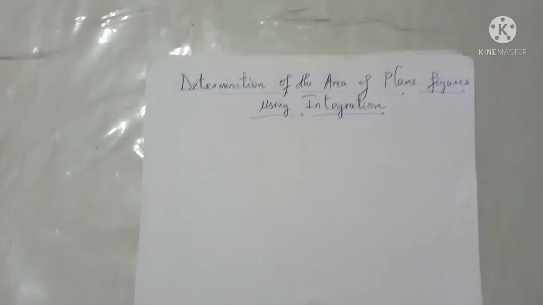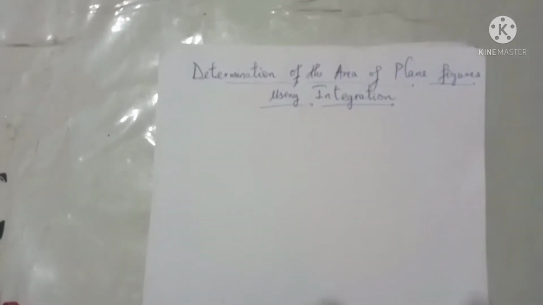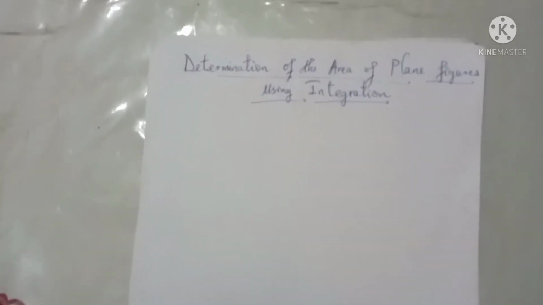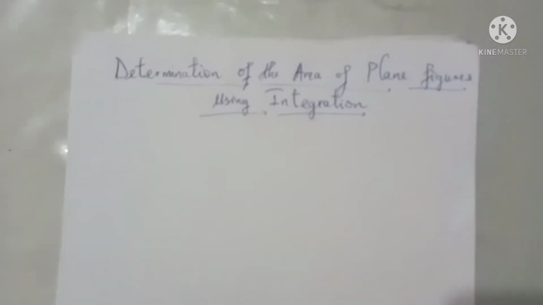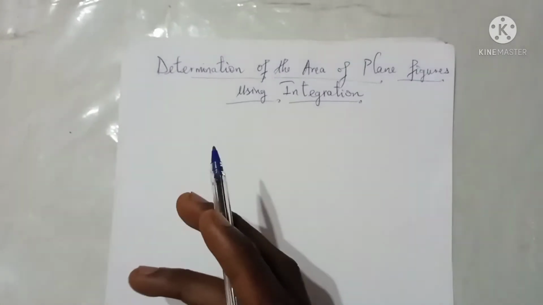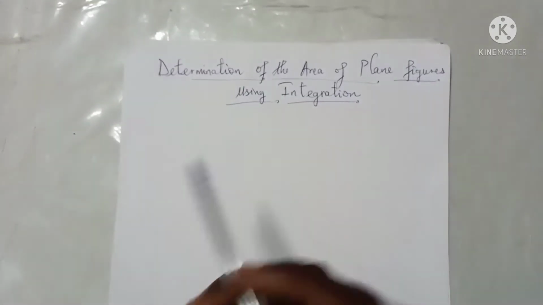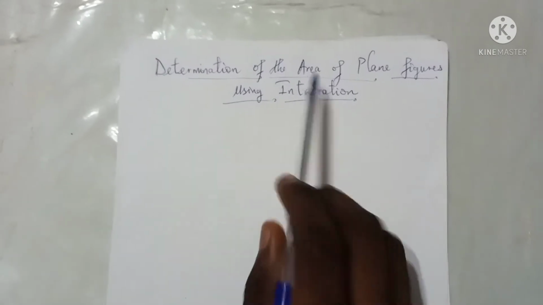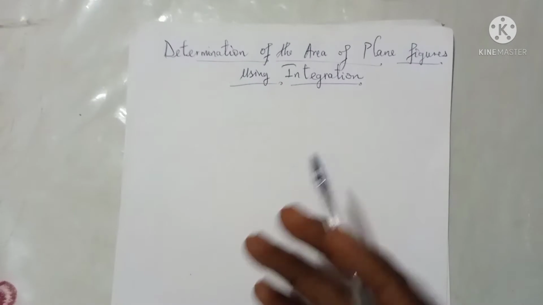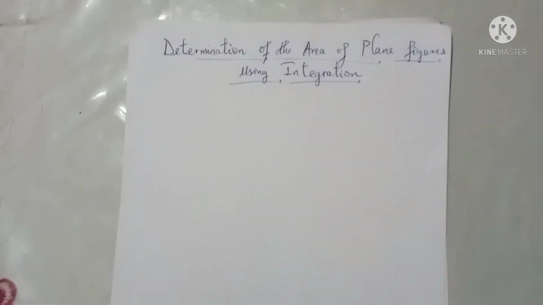Today we'll be talking about the determination of area of plane figures using integration. Mathematics only becomes useful and vital when we are able to use it in solving real life problems or in demonstrating real life aspects. So today I'm going to be using the notion of integration to derive the formula for area of plane figures. We have plane figures like squares, rectangles, triangles, trapezium, and circles.